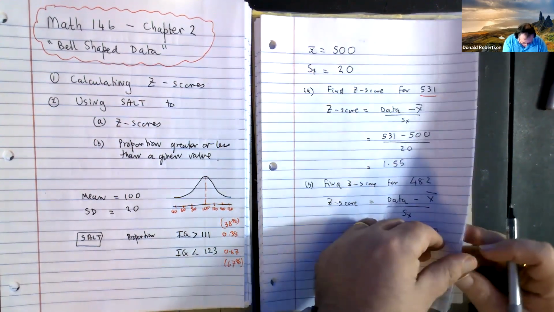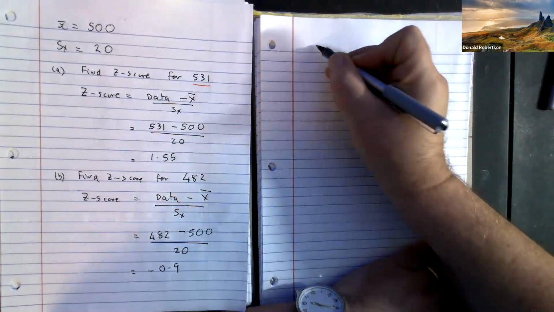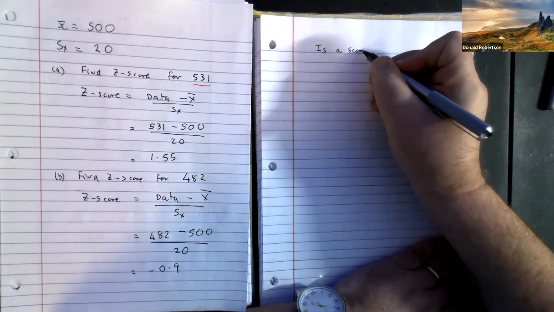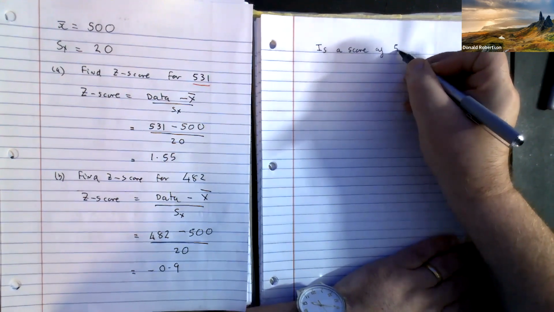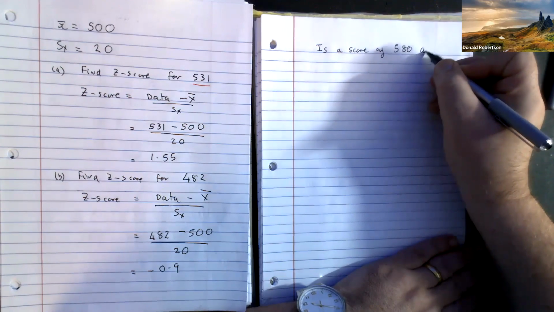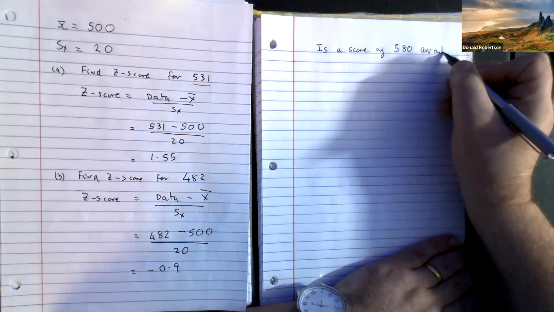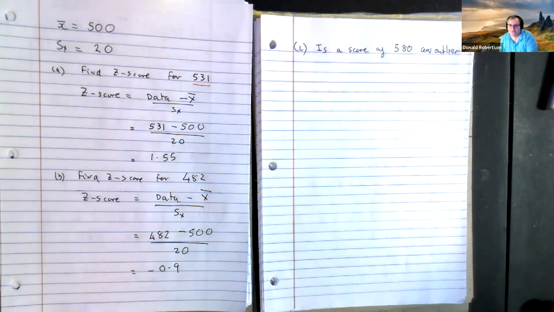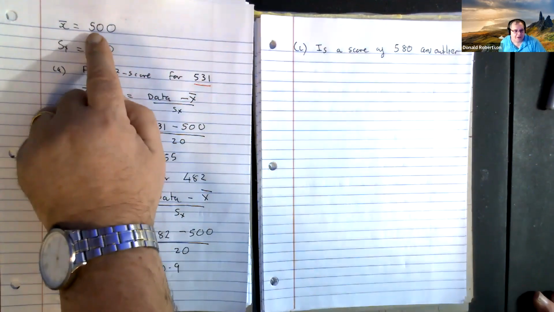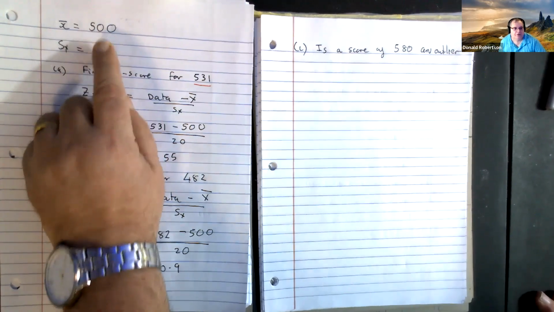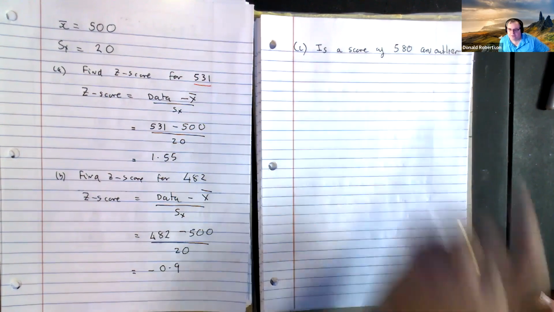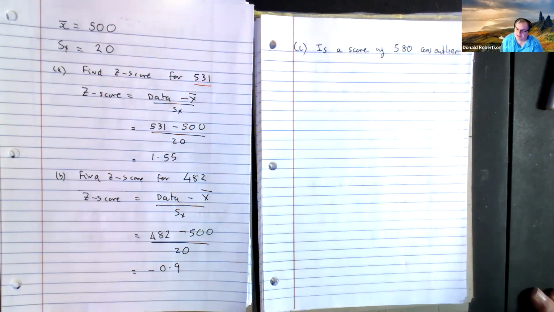Now, the next kind of question that you might be asked goes along these terms. Is a score of 580 an outlier? So we have a population, a sample of 500, standard deviation is 20. If someone had a score of 580, would they be an outlier?